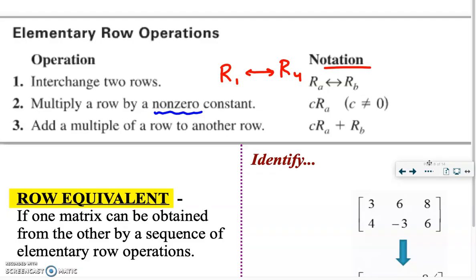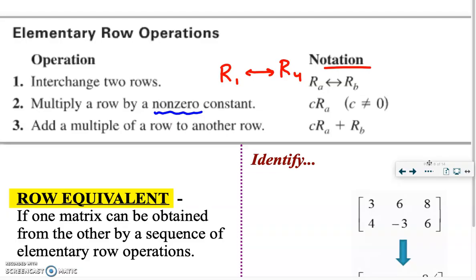Third, you could add a multiple of a row to another row. Now, this is the elimination method, is all that it is. So please don't think that this is anything other than elimination. We did this a lot back in chapter 7. We took row 1 plus row 2.